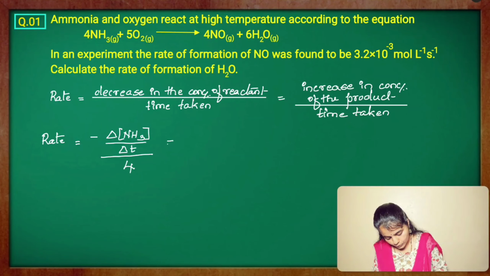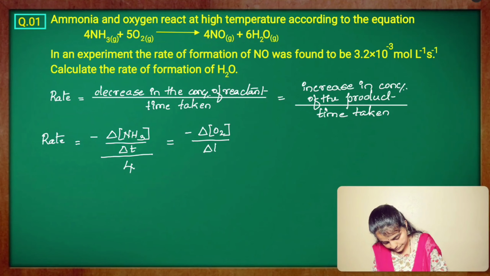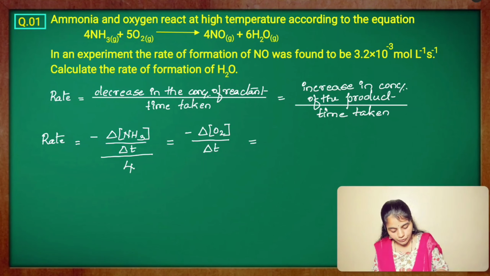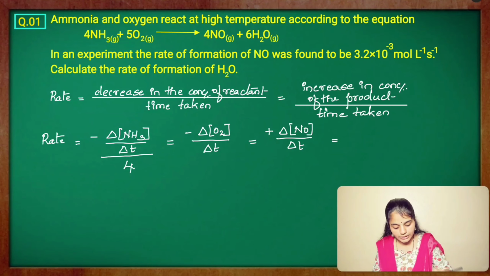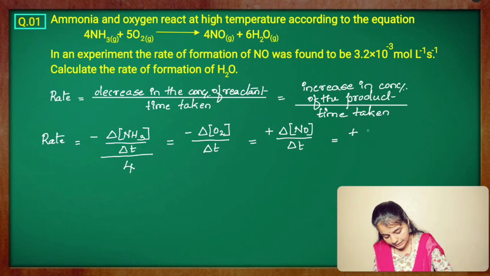Which is equal to decrease in the concentration of reactant. We have one more reactant, that is minus delta concentration of O2 divided by delta T. So similarly, formation of products. So products are getting formed. So the sign is positive. Delta concentration of NO divided by delta T. So this is also equal to the formation of product, increase in the concentration of one more product. So that is plus delta concentration of H2O divided by delta T.